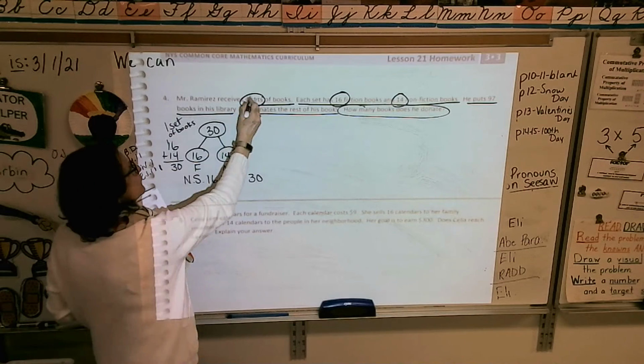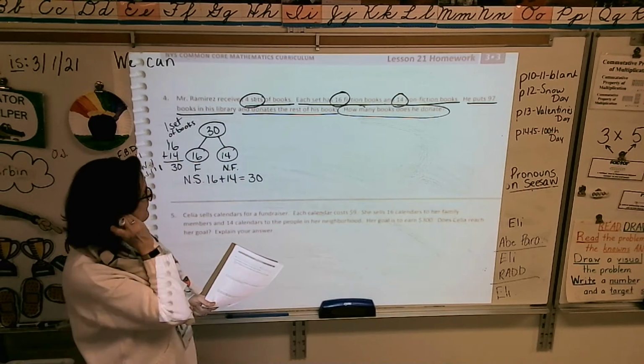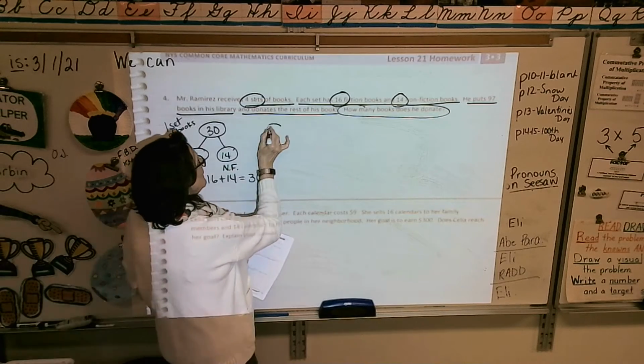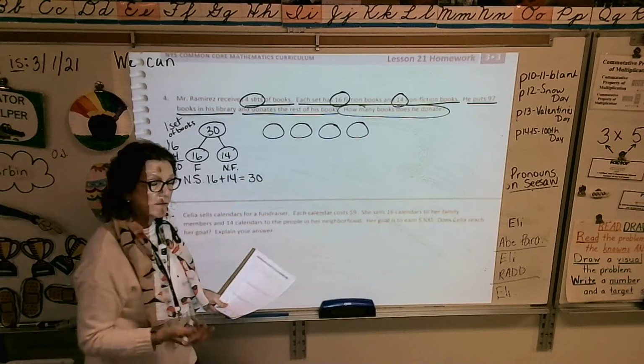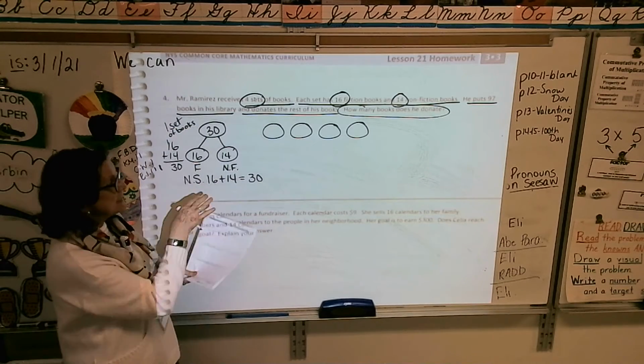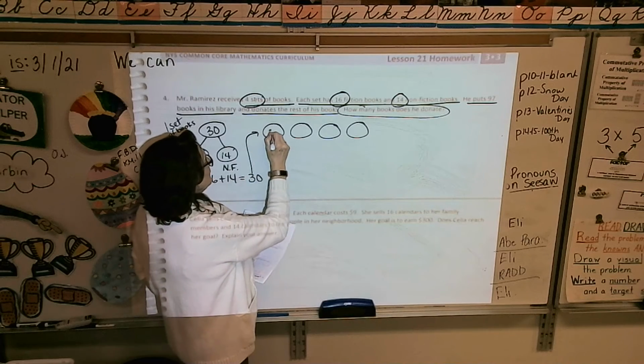But he actually has 4 sets of books. So we got to figure out how many books he received if he got 4 sets. The easiest way to draw that would probably be, I'm just going to draw 4 circles. You could do a tape diagram with 4 units. Inside each one of those sets of books, I'm going to put 30 books.